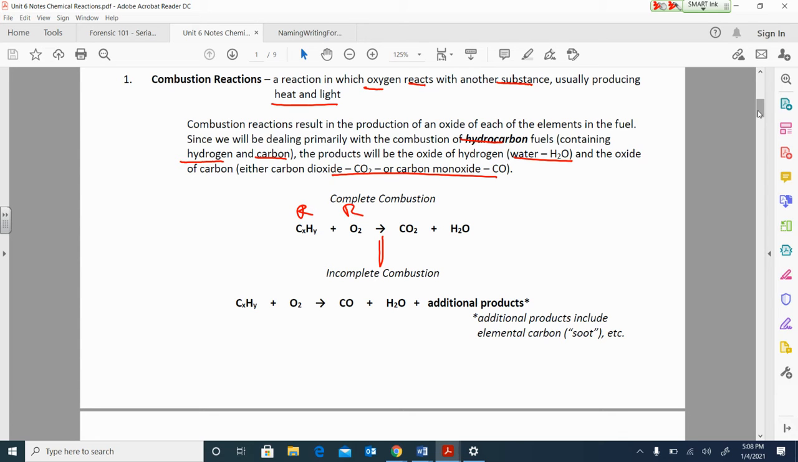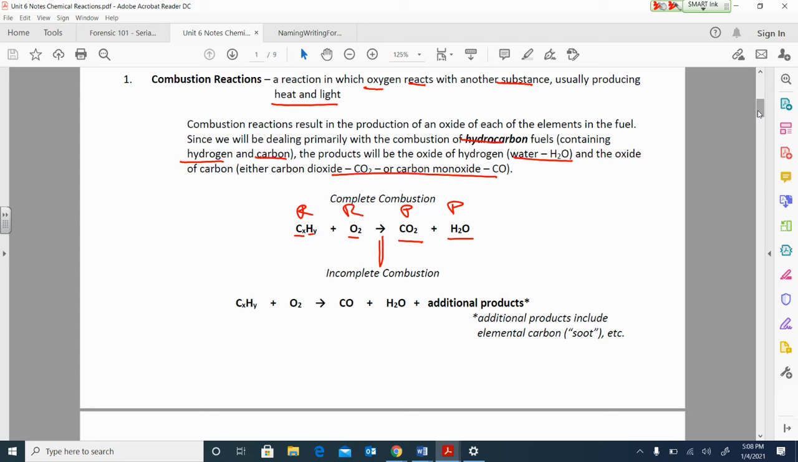So my reactants over here are always going to be a hydrocarbon. Hydrocarbon. Okay, so that's our fuel. That hydrocarbon is going to burn in the presence of oxygen. So remember, oxygen makes things burn faster. When it is reacting with that oxygen, it is going to break itself down into carbon dioxide and water, which is H2O. Okay, so these are our products.